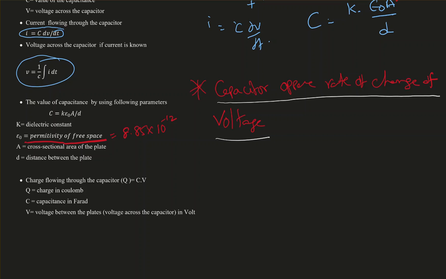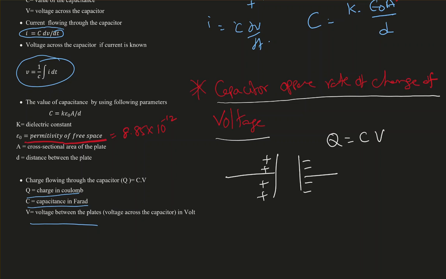As I said, a capacitor stores energy in the form of electric field, and you have charge on each plate. To find the charge value, Q equals C times V, where Q is the charge in coulombs on each plate, C is the capacitance value in farad, and V is the voltage between the plates in volts. So what is the voltage between these two plates? Hypothetically, I'm just taking 10 volts, and if I know the C value, I can tell you the charge on each plate. I'll stop this video here.